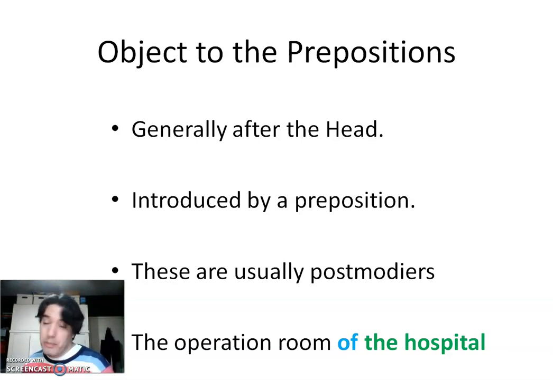The operation room of the hospital, that's an example. The operation room is a noun phrase. Can you see? And the hospital is also a noun phrase. We are talking about the room, we are not talking about the hospital. And operation is a complement, you understand? Of the hospital is also a complement of room. It's telling you something about the room. So, of is a preposition, the hospital is an object to the preposition, and the hospital can also be analyzed. The is a pre-modifier, definite article or determiner, and hospital is a head noun. Can you see?